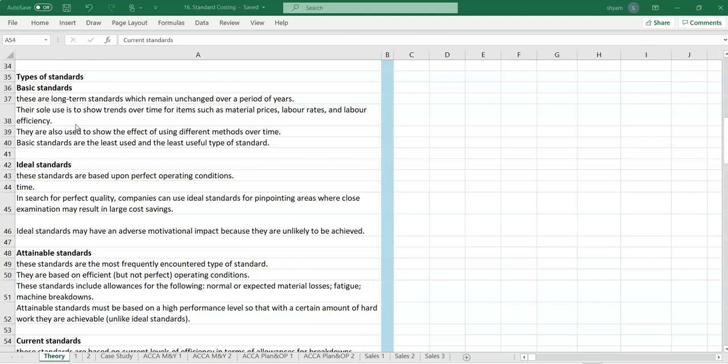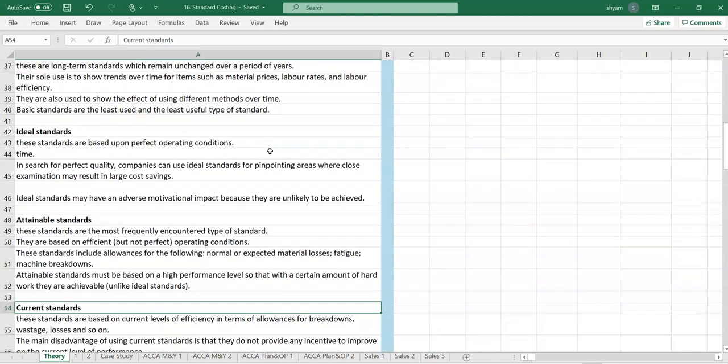So you set a very old standard, and this standard is actually useless. They are also used to show the effect of using different methods over time. I'm not sure what the point is, but these standards are the least used and the least useful type of standard. Just because you established 5 years ago that a product will cost 100 rupees, that is inflation. There is machinery we could have bought, labor price can go up, efficiency can go up. So there are so many variables which can come into play. So basic standard is a very, very bad standard.